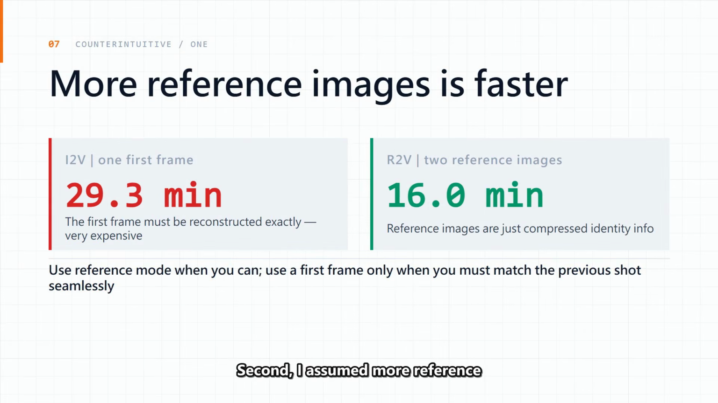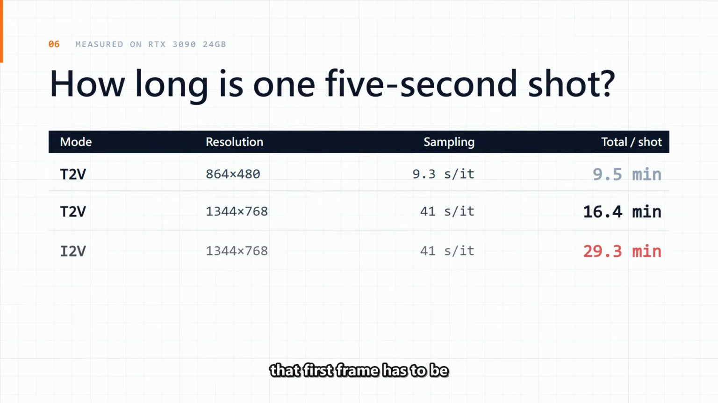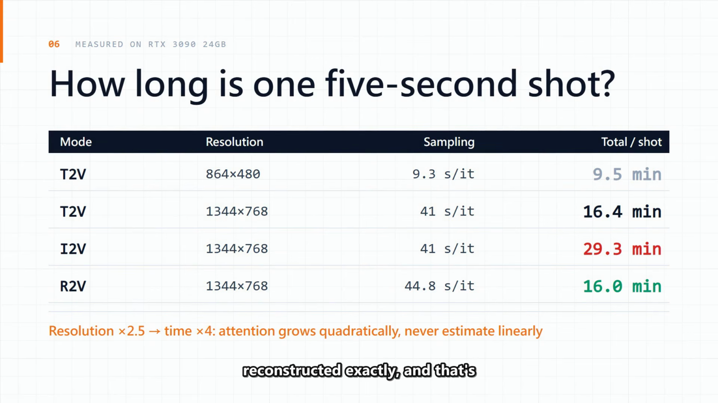Second, I assumed more reference images would be slower. Also the opposite. Reference mode with 2 reference images took 16 minutes a shot, while image to video with a single first frame took 29, twice as long. Because that first frame has to be reconstructed exactly, and that's expensive, whereas reference images are just compressed identity information. So if you can use reference mode, use reference mode.